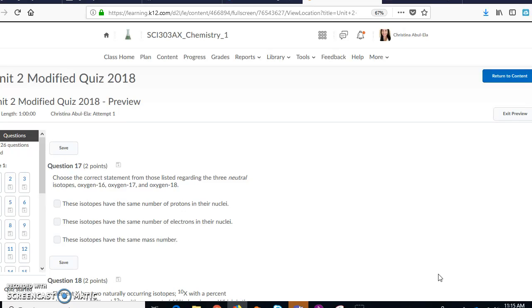Question 17. Choose the correct statement from those listed regarding the three neutral isotopes, oxygen 16, oxygen 17, and oxygen 18. These isotopes have the same number of protons in their nuclei. These isotopes have the same number of electrons in their nuclei. These isotopes have the same mass number.